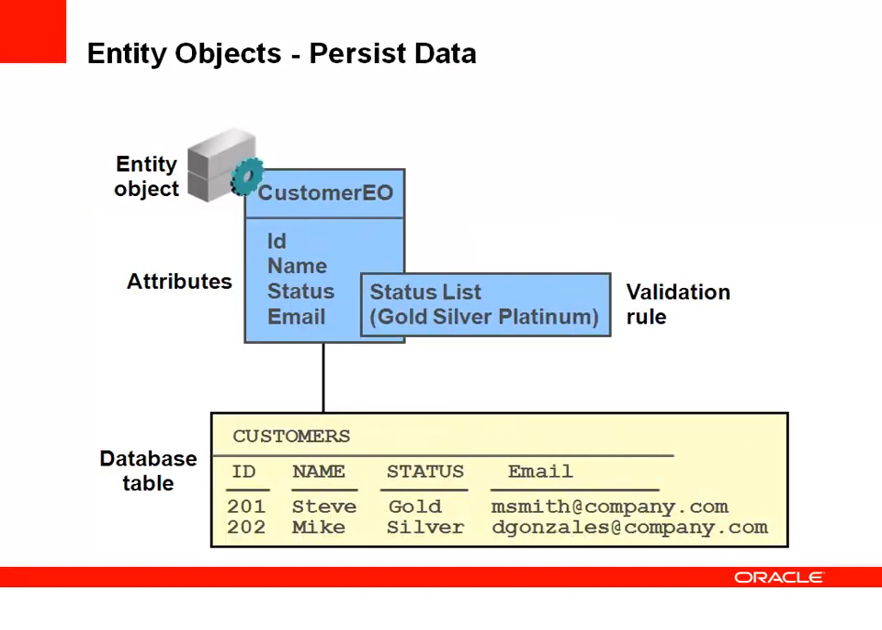So if your table in the database consists of specific columns, when you're creating an entity object, you're going to map those columns to specific attributes in your entity object. In addition, you can add validation rules to those attributes as well as to the entity level.